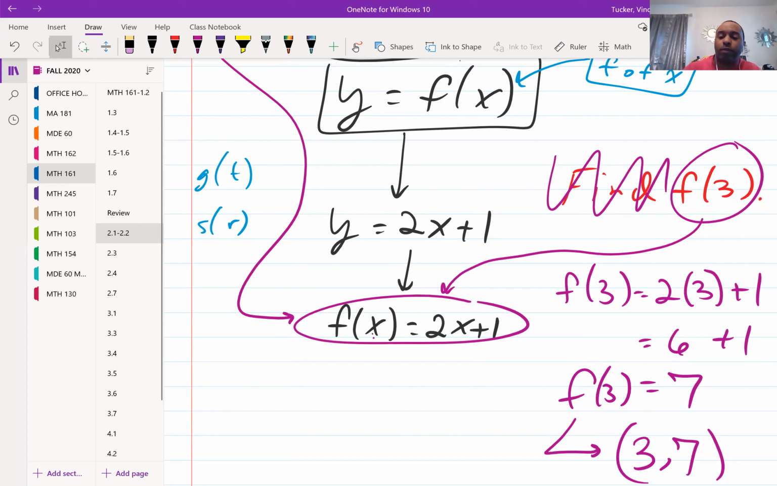Also, if you see f of 3 is equal to 7, that lets us know that this is our ordered pair, 3, 7.